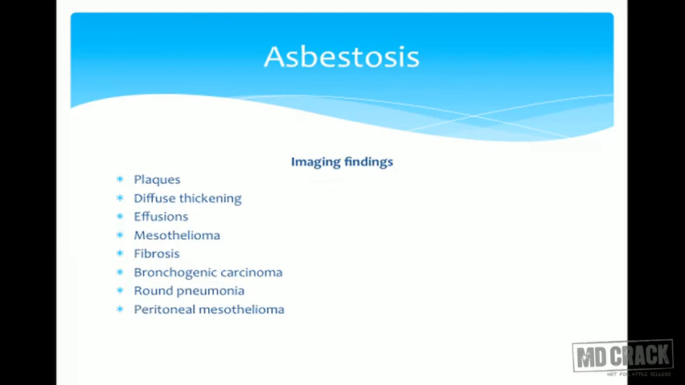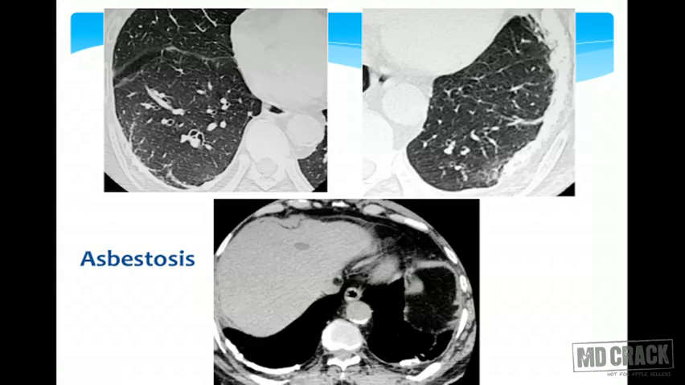So let's talk about one of the more common lung diseases caused by occupational exposure, which is asbestosis. It might present as pleural plaques, diffuse thickening of the pleura, effusion. It might lead to mesothelioma, that is a tumor of the pleura, fibrosis, bronchogenic carcinoma, round pneumonia, or even a peritoneal mesothelioma. So over here, what we get is some fibrosis. These are the pleural plaques, thickening, calcification. And over here, this plain study helps us to pick up the calcified plaque. So this is pretty much asbestosis.